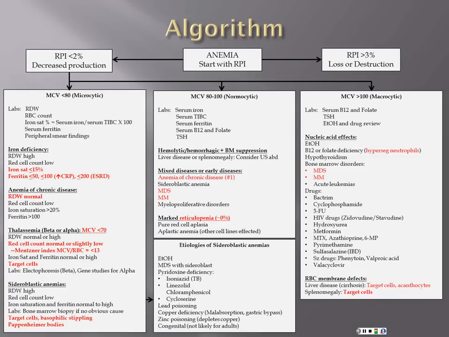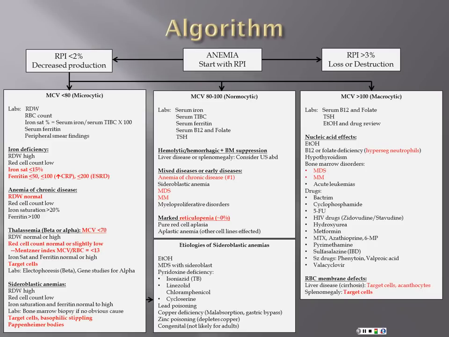They'll make it real obvious with a really low ferritin. If I think the patient's RDW looks normal and it's anemia of chronic disease, what I'm mainly looking for is that my iron sat is higher than 20% and my ferritin is more than 100. That will confirm the diagnosis for me.